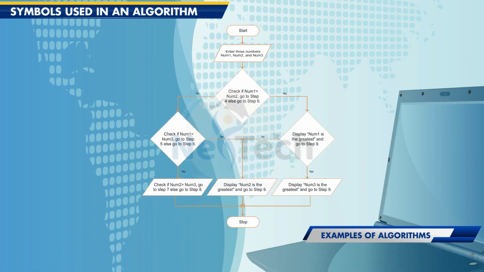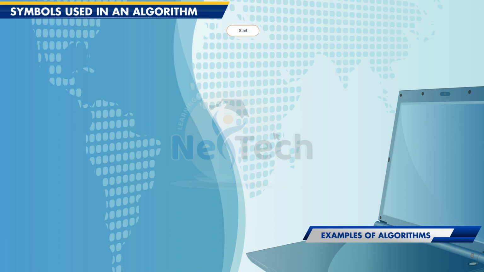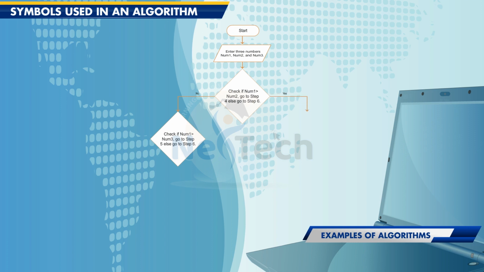Example 4. Write an algorithm to enter three numbers and then print the greatest number among the three. Step 1. Start. Step 2. Enter three numbers, number 1, number 2 and number 3. Step 3. Check if number 1 is greater than number 2. Go to step 4, else go to step 6. Step 4. Check if number 1 is greater than number 3. Go to step 5, else go to step 6. Step 5. Display number 1 is the greatest and go to step 9.